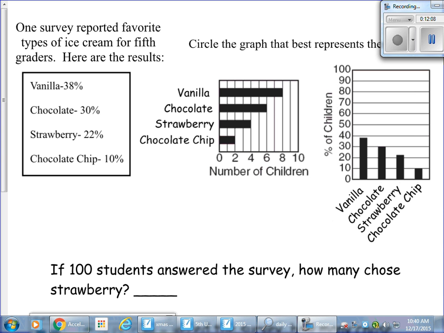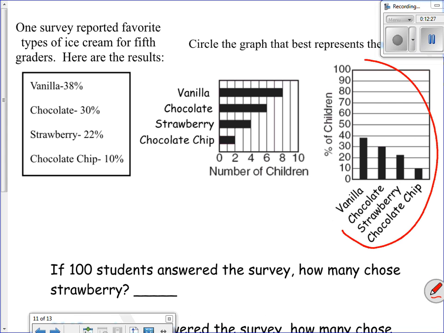Well, the first one we have here is kind of tough to read, right? So it says chocolate chip is a 2, strawberry is 4 kids, chocolate it says 6, vanilla says 8. I want to describe the percents. So the graph on the right is the most accurate for helping me out.